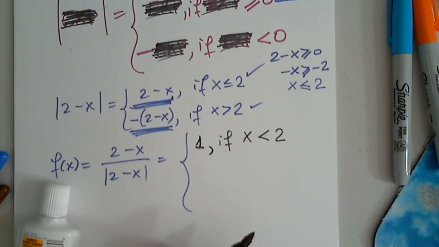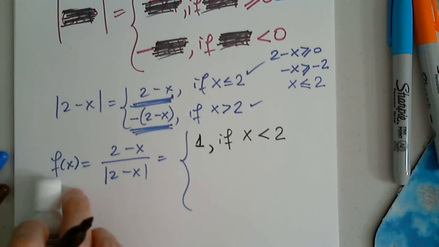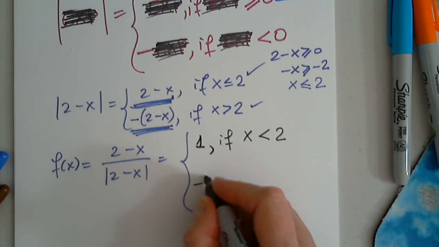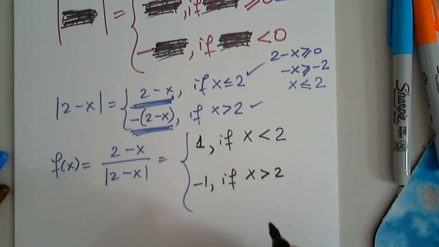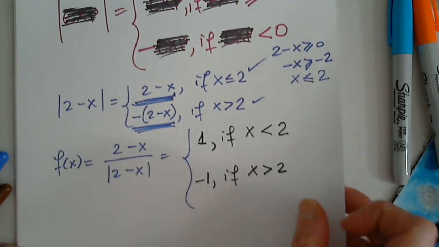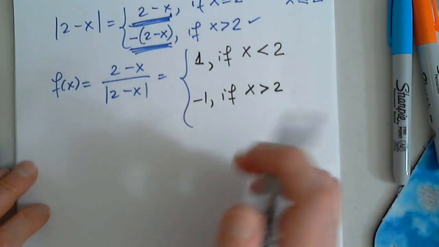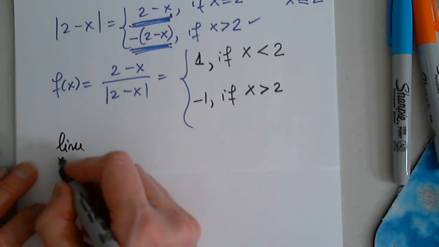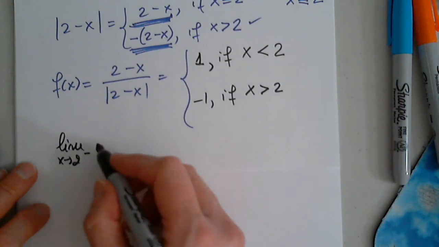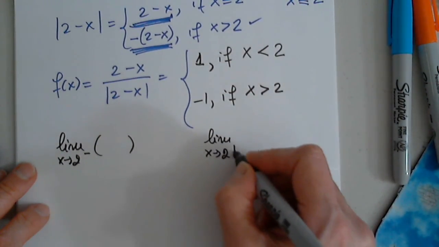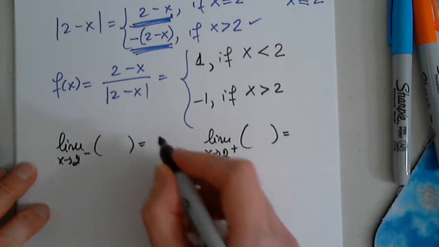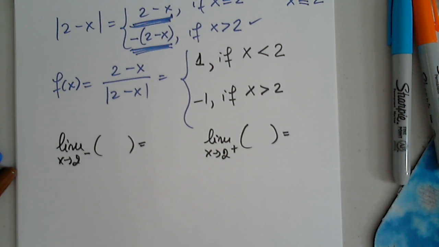Can anyone give us the second option? It would be -1 if x is greater than 2. That's it. Only now I am ready to determine the limit. I will determine the limit as x approaches 2 from the left, and you'll tell me from what. I will determine the limit as x approaches 2 from the right, and you'll tell me from what, and then we'll draw a conclusion. So from the left, which function?